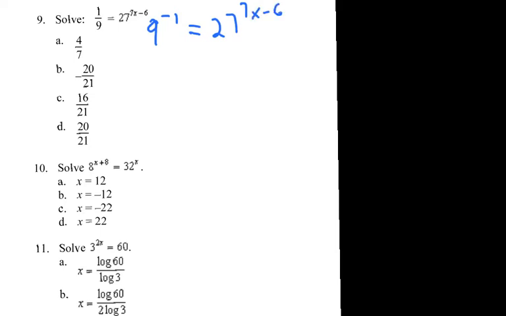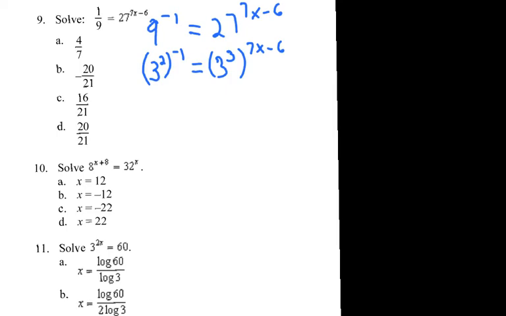And now we're going to have to get rid of the bases. To get rid of the bases, they have to be the same number. So we are going to change the 9 with the base of 3. If you use 3 squared, that's going to equal 9, and you bring down the -1. 27, you can also use base of 3, but we have exponent of 3. 3 cubed is 27. And you bring down the exponent, 7x minus 6.